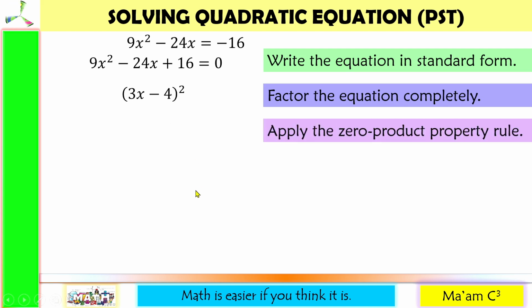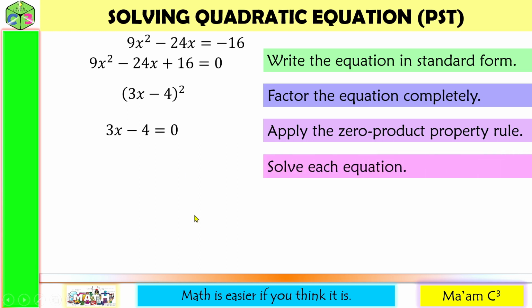Step 3. Apply the zero product property rule. I have here the quantity 3x minus 4 squared. That is the same as having two 3x minus 4. So I could use just 1. 3x minus 4 is equal to 0. Next step, solve each equation. I only have 1 here. I'm going to move negative 4 on this side. It will become positive. To solve for x, let us divide both sides by 3. 3 and 3 will cancel out. So we have x is equal to 4/3.